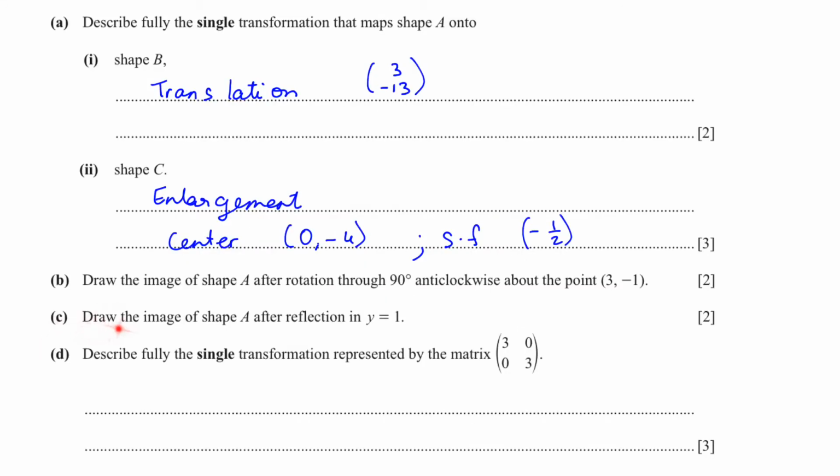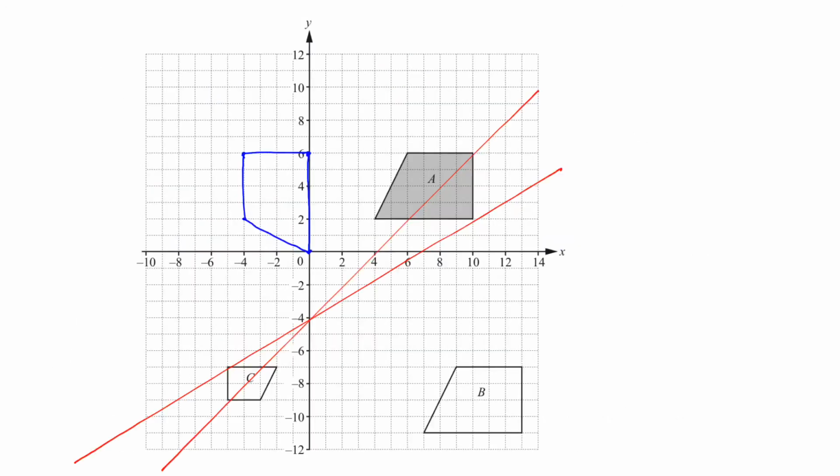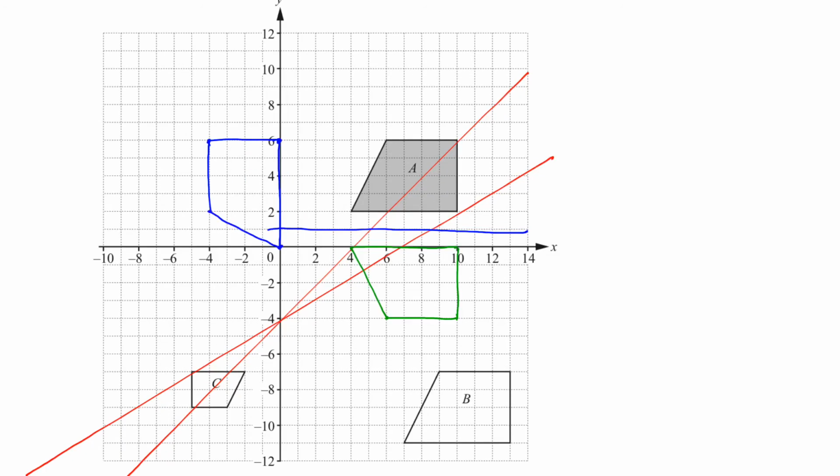Next, part C, draw the image of shape A after reflection in y is equal to 1. Y is equal to 1 is this line. So we'll draw a line here and reflect the shape. So this is the shape after reflection in the y is equal to 1 line.